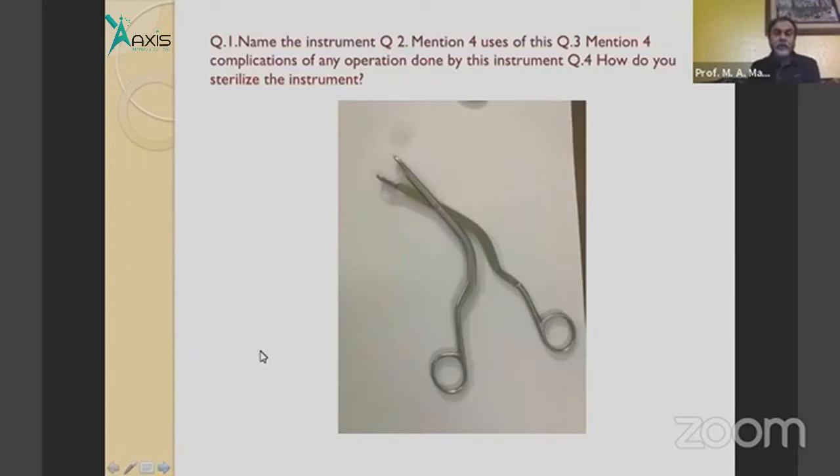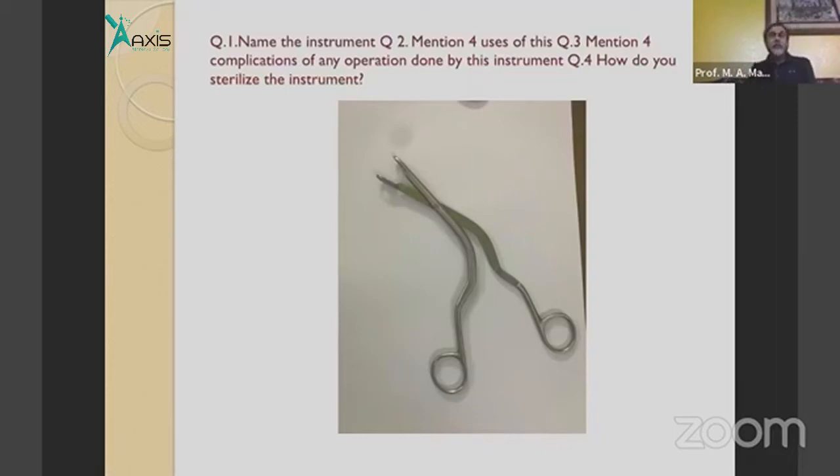Look at this. If you compare the other one with this, this is a very sharp blade, and one blade goes inside the other. When you close the blade, this blade will go inside the other. But in the case of tonsillectomy forceps, they come one after another, not going inside.